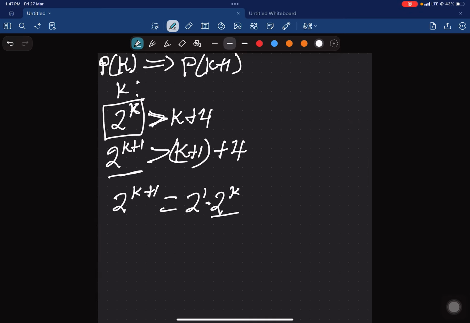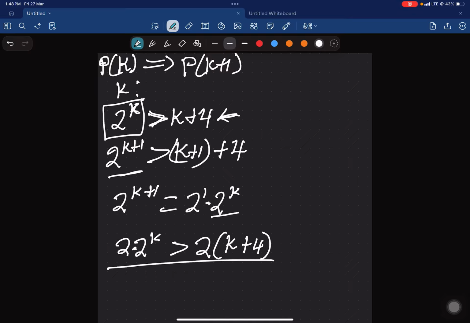Now 2 to the power k, as we saw from the previous statement, from this inequality, we realize that it is greater than k+4. So now if 2 to the power k is greater than k+4, then we should also expect that 2 multiplying 2 to the power k should be greater than 2 multiplying k+4. This should make sense. We saw that 2 to the power k was greater than k+4. Hence, when we multiply 2 to the power k by 2, we should expect that it is also greater than 2 multiplying k+4.